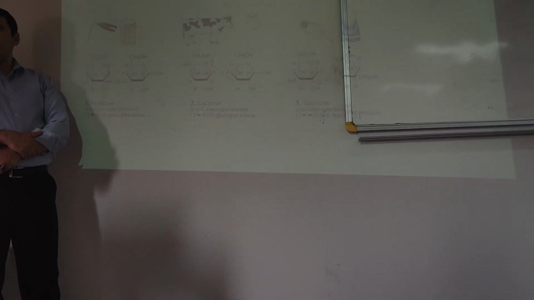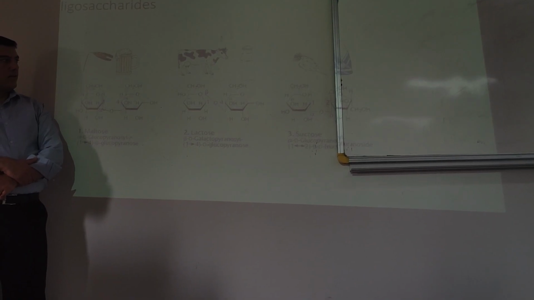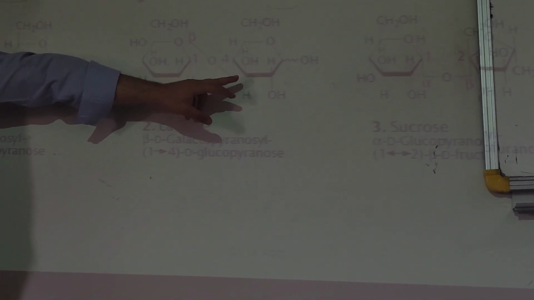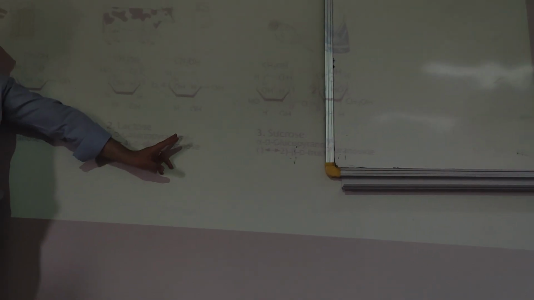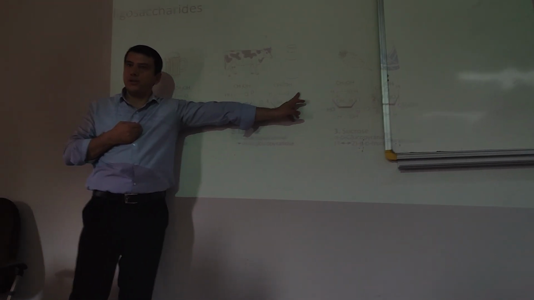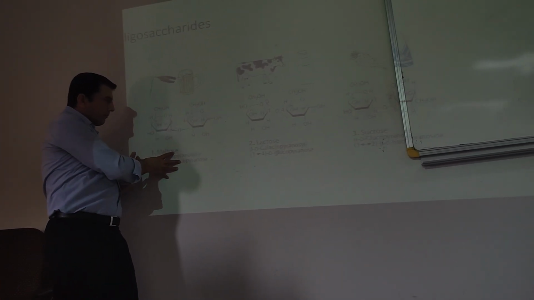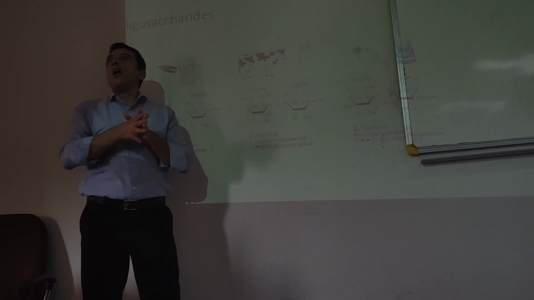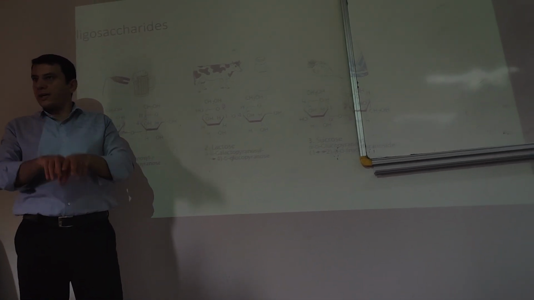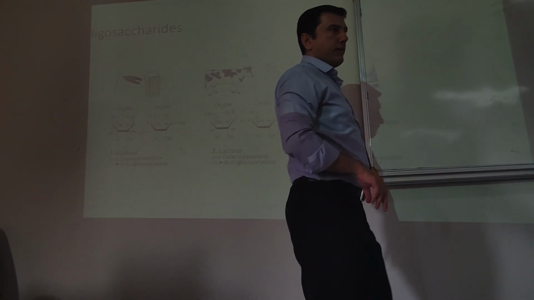Lactose. Same as maltose, because the first carbon is participating in the linkage. However, the next sugar has a free OH group. So this OH, therefore, both maltose and lactose are reducing sugars. What about the last one?